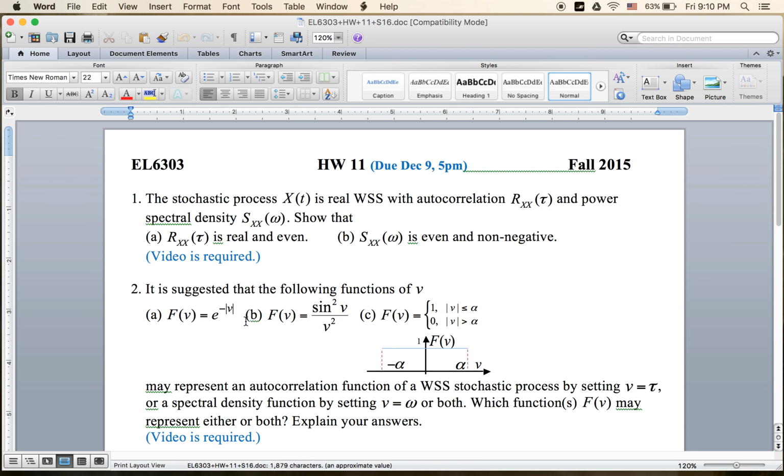Now let's solve question 2. Let's look at question 2 first. So it is suggested that the following function of v, that is f of v, equals e raised to the power minus mod of v.